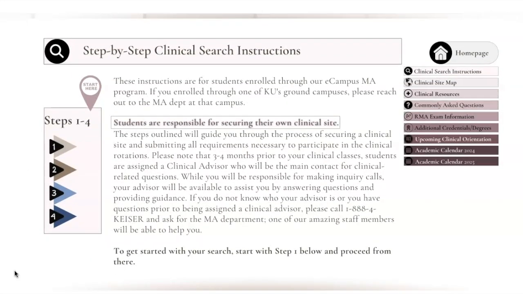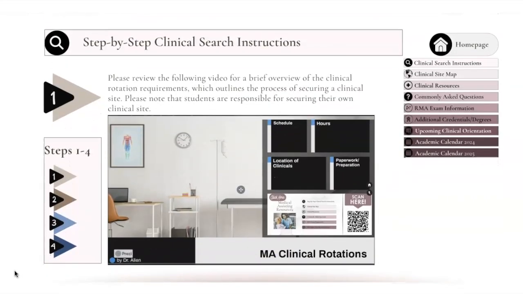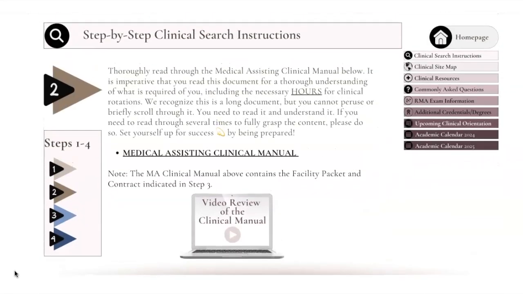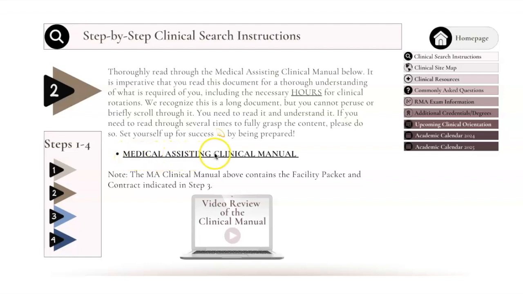We have step-by-step instructions set up to help guide you through the process of securing your clinical site. Step 1 is reviewing this video. Step 2 is going to be reviewing the Medical Assisting Clinical Manual. It is long, but it's important that you go through this in detail before you reach out to any offices you're interested in working with so that you understand what you're asking for and can answer some of those questions they might have either during the inquiry or during your interview.